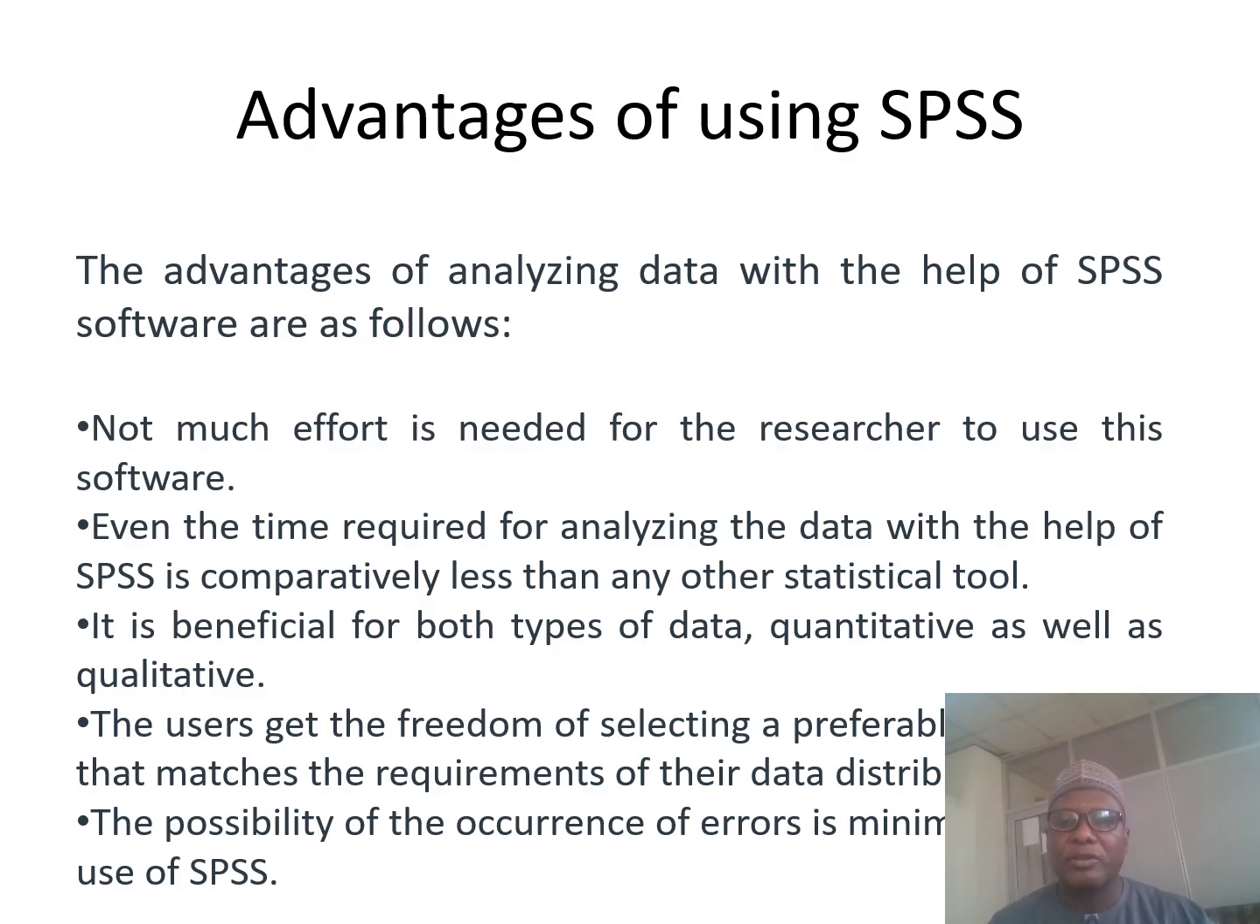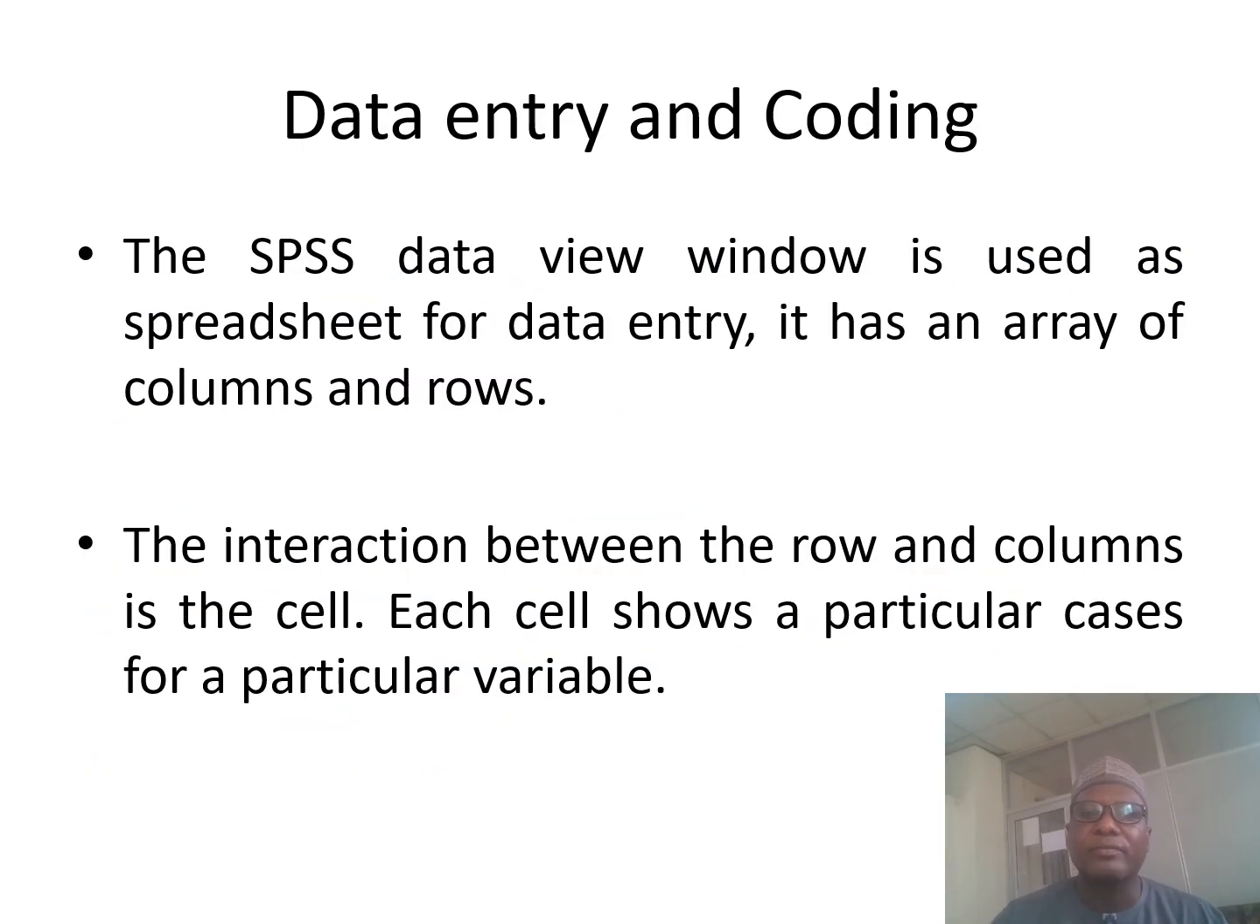It is beneficial for both types of data, quantitative as well as qualitative. You can use SPSS to analyze data which is quantitative and data which is qualitative. The user gets the freedom of selecting the preferable method for the requirement of data distribution, because in SPSS you have freedom to select different methods for your distribution of data. And the possibility of error occurrence is minimal, because in any research or analysis there is what you call measurement error. Therefore, using SPSS minimizes errors.